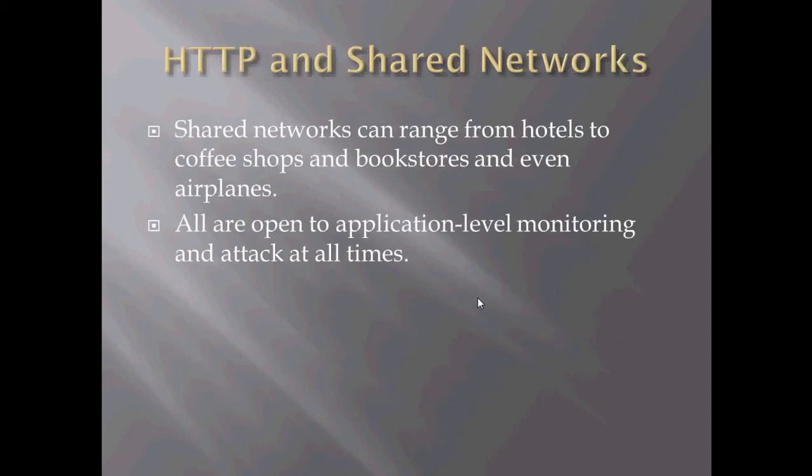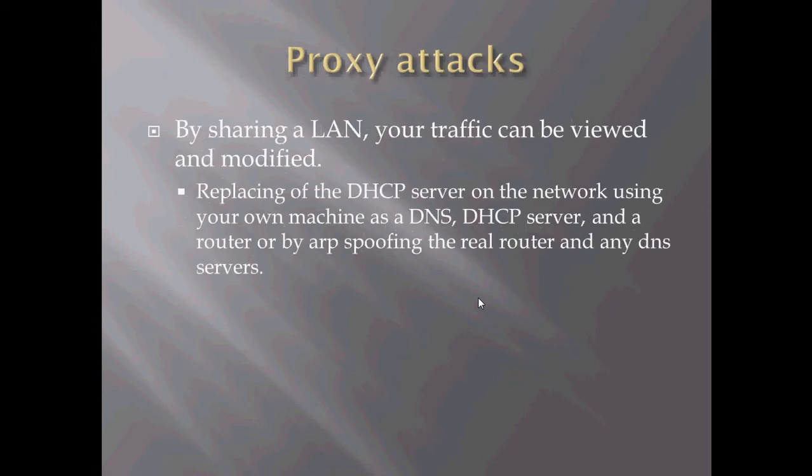Now, shared networks can range from hotels to coffee shops to bookstores and even airplanes, which are all open to application-level monitoring attacks at all times. By sharing a LAN, your traffic can be viewed and modified. At that point you can replace the DHCP server on the network using your own machine as a DNS or DHCP server, or you can use ARP spoofing against the real router and any DNS servers.